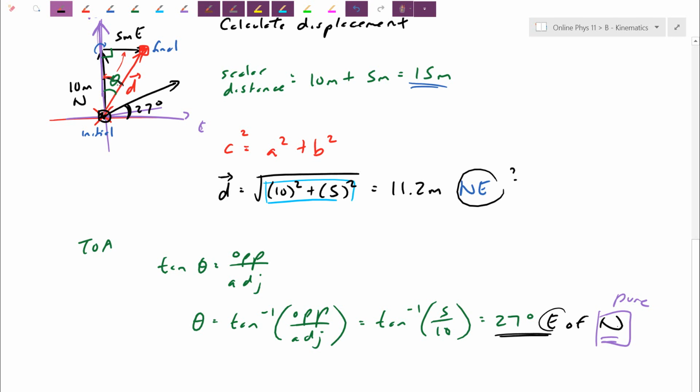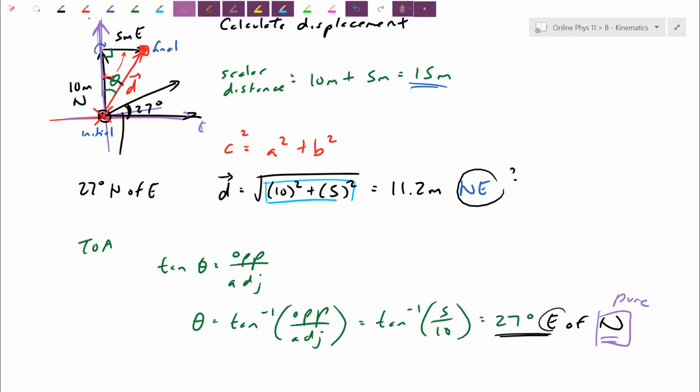If I wanted to describe the other angle, this one here would actually be 27 degrees. This is not measured from north. This is measured from a pure eastwardly direction. I'm going to call that north of east instead, and that would be a totally different angle. Now, just a quick caution for you here. We'll see this in upcoming questions as well.